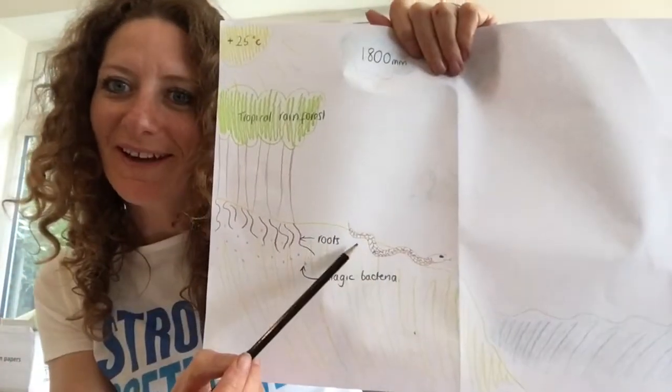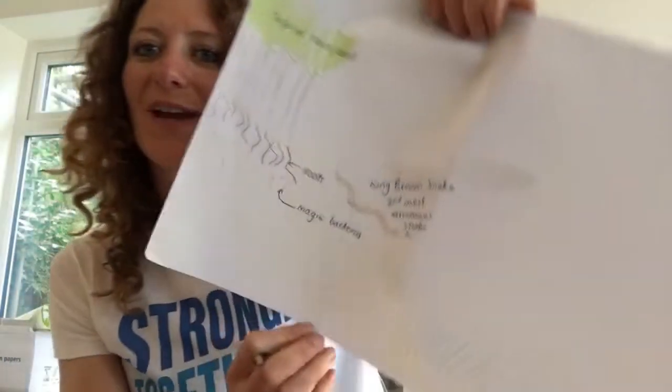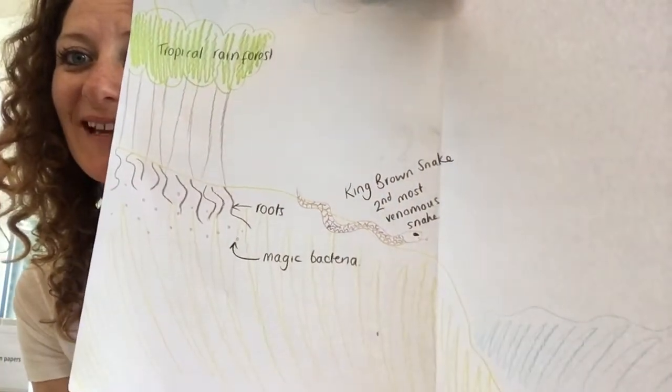So as you can see, I have drawn my king brown snake on the sand, and I'm going to add the label king brown snake, and then I'm going to add a fact about the fact this is the second most venomous, which is definitely a tricky word to spell, venomous snake in the world. Okay, so the second most venomous snake in the world. Scary.